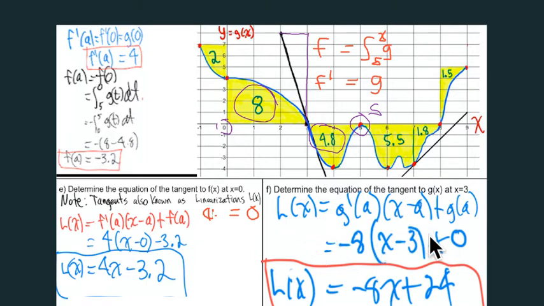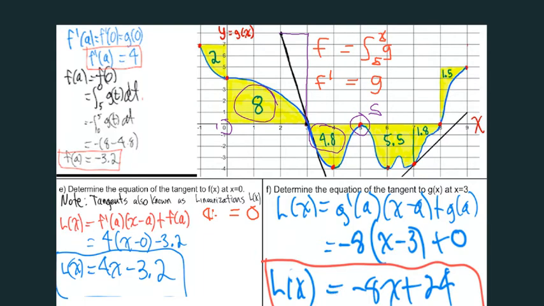Now, do I have to go further than this on the AP exam? No, you can just leave it like that if they're asking for a tangent. You don't have to expand it out into y equals mx plus b form. Now, by the way, if you had x minus 0, I would expand through that because they're not going to want to see just a 0 there, I don't think. But if you've got a number here, you can just leave it like that and move on.